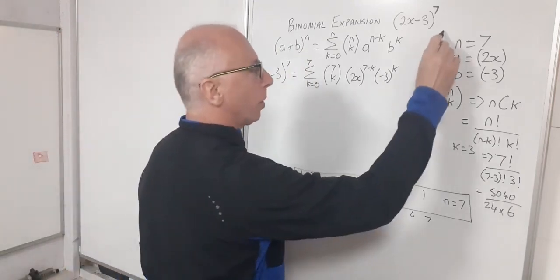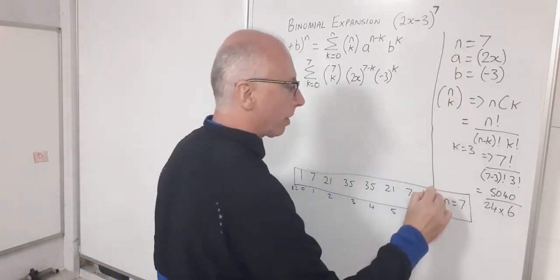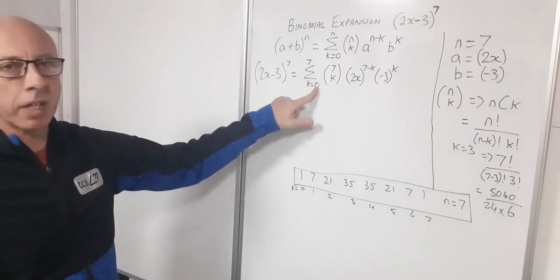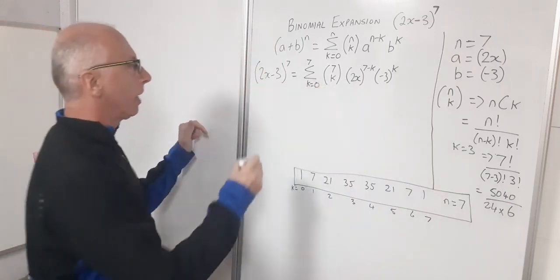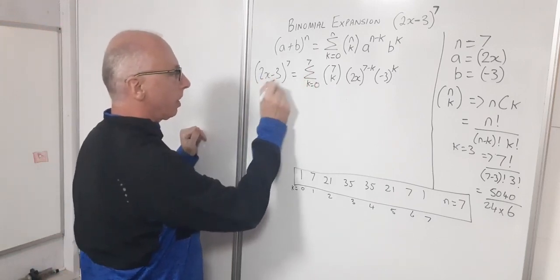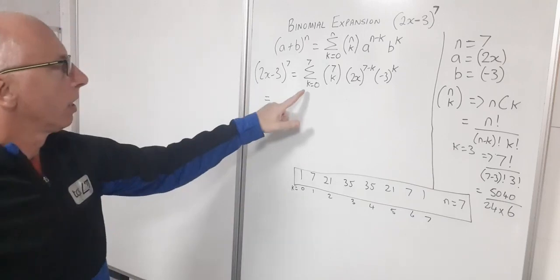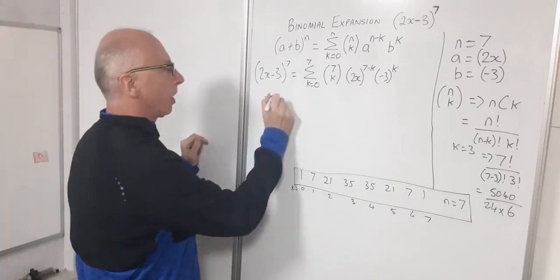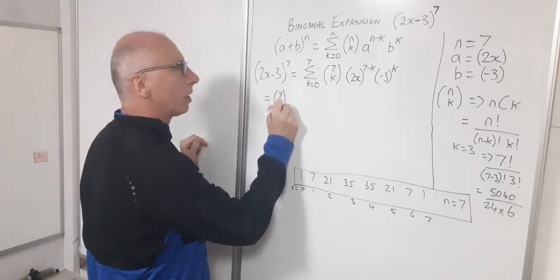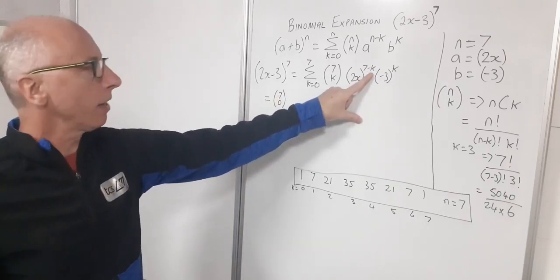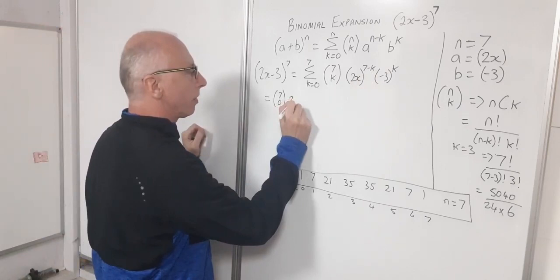Let's put this in a nice little box, keep that separate. Let's go with this. From k equals 0 to 7, let's write them all out. So this is our question. I'm going to write an equal sign, I'm not going to write this out every time. When k equals 0, I've got 7 choose 0, and then 7 minus 0 is 7, so I've got 2x to the 7.